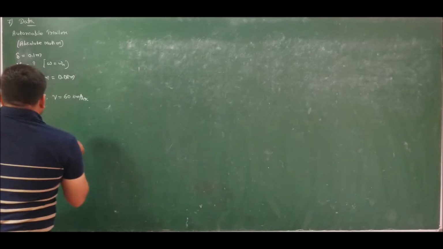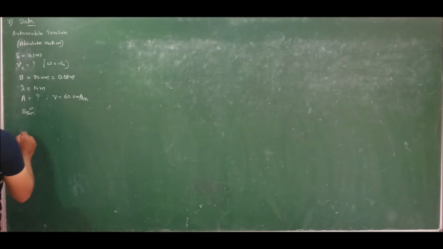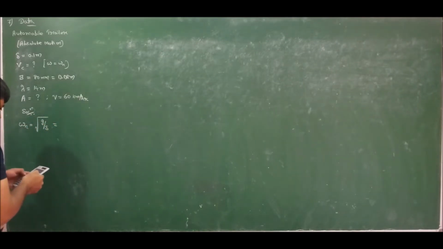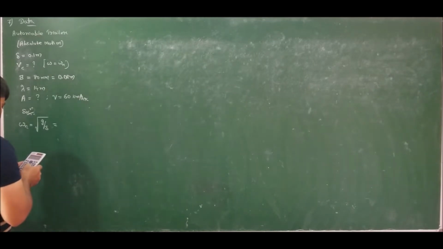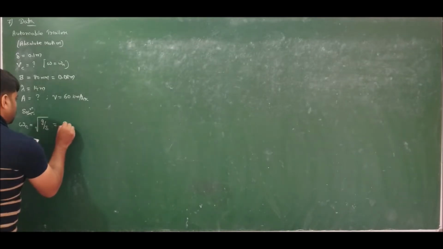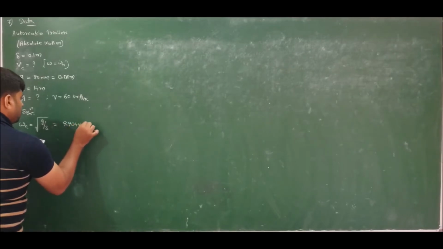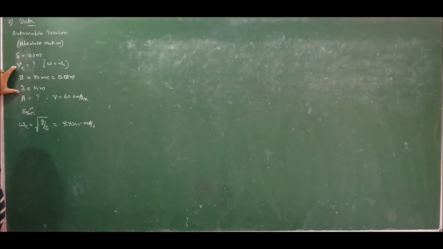Now if I move ahead for the solution of this problem, we have the static deflection given, so omega n can be determined using static deflection as root of g by delta. So square root of g is 9.81 divided by delta, which is 0.1, hence the natural frequency is 9.9045 radians per second.